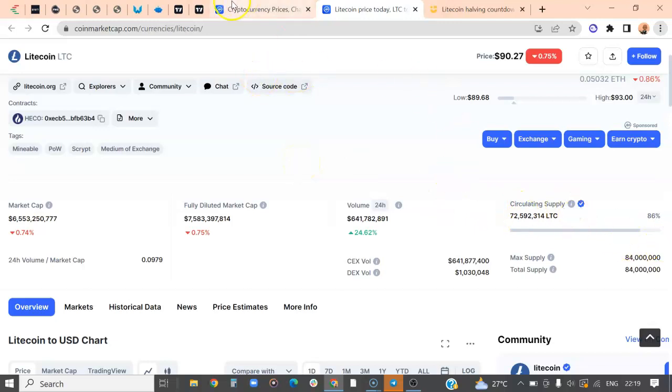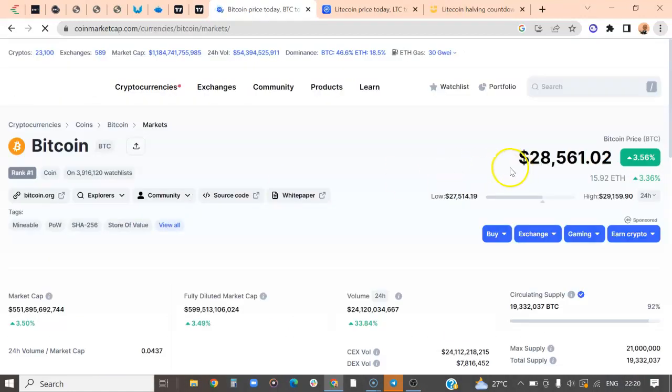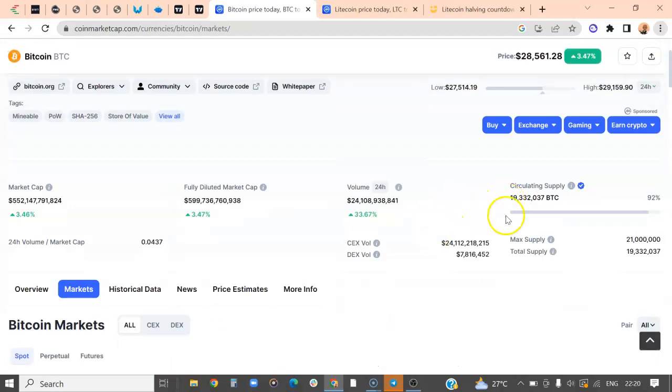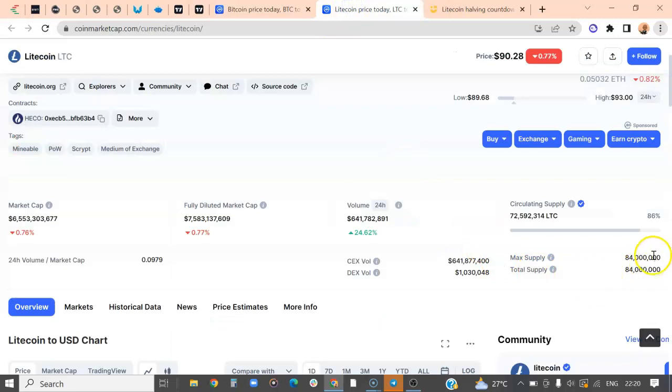Let me check the Bitcoin supply. It should be around the same, at a similar level. Bitcoin's circulating supply is now 92% of the maximum supply. Let me check Litecoin. This is 86%, so it's around the same level, just about 6% difference.